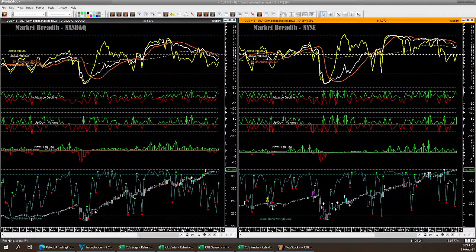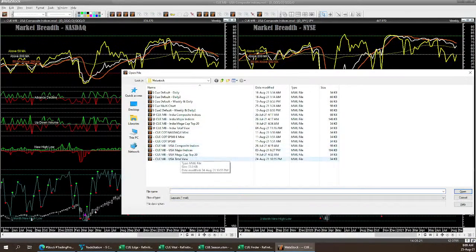Now let's look at the market breadth total view.